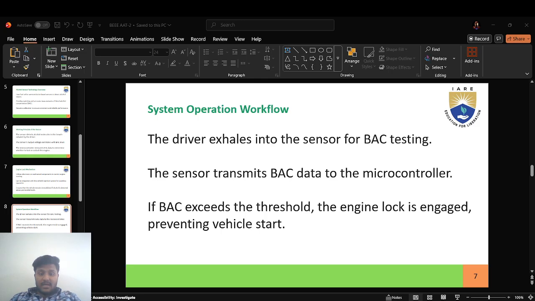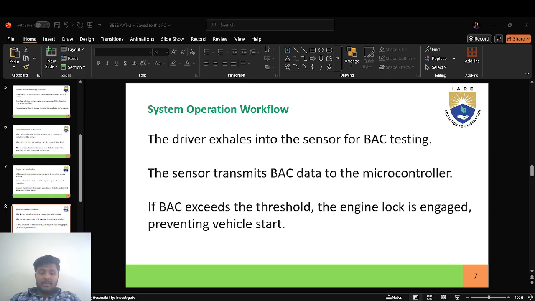The sensor sends the alcohol level to the microcontroller. Once the sensor measures the alcohol in the breath, it converts this information into an electrical signal. This signal is sent to the microcontroller, which works like the brain of the system. It reads and understands the alcohol level. If the alcohol level is too high, the engine is locked.